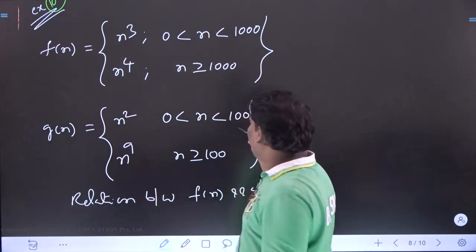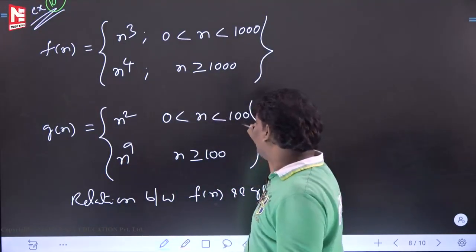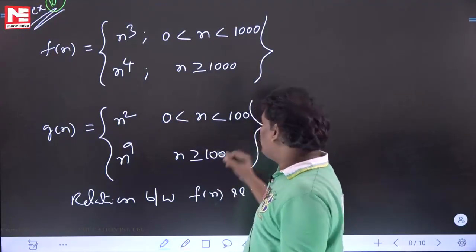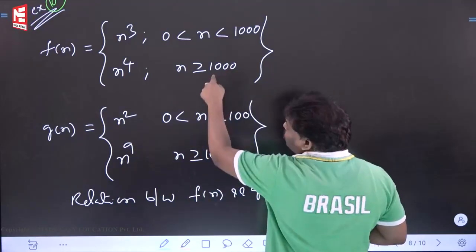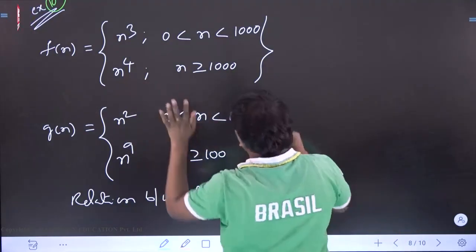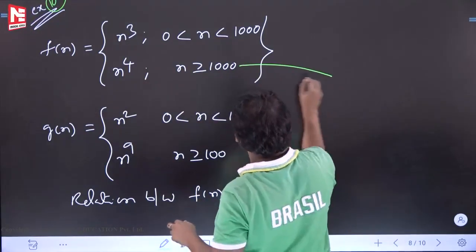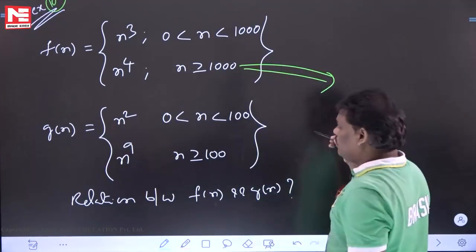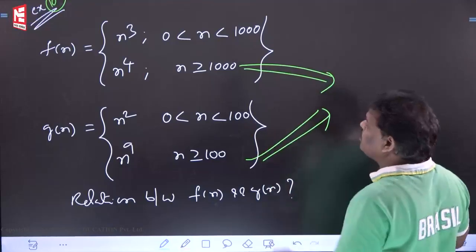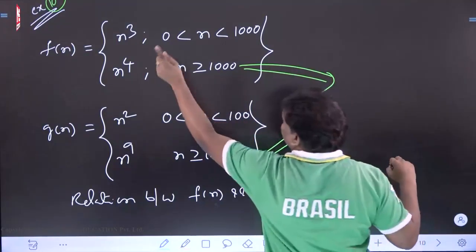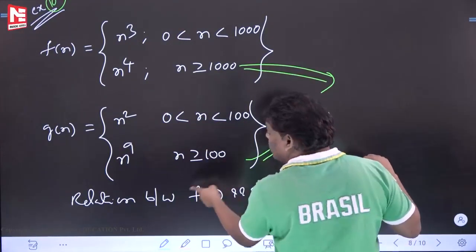Next one, G of n is n square from 1 until 99. From 100 onwards it is n power 9, and from 1000 onwards it is n power 4. Can you help me now? 1000 onwards is n power 4, right? 100 onwards is going to be n power 9.